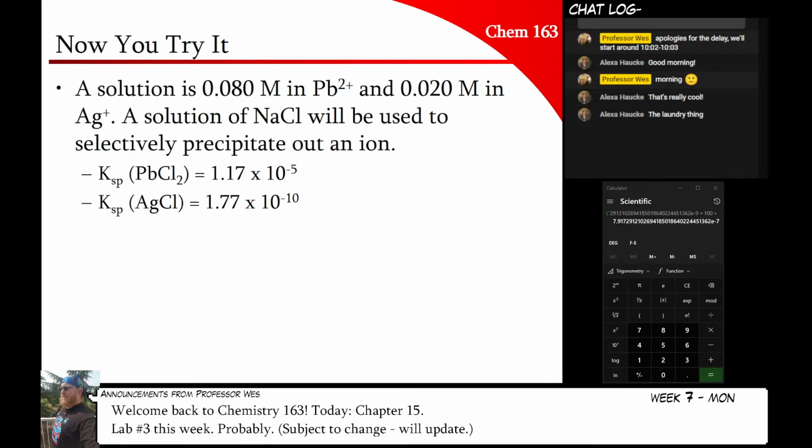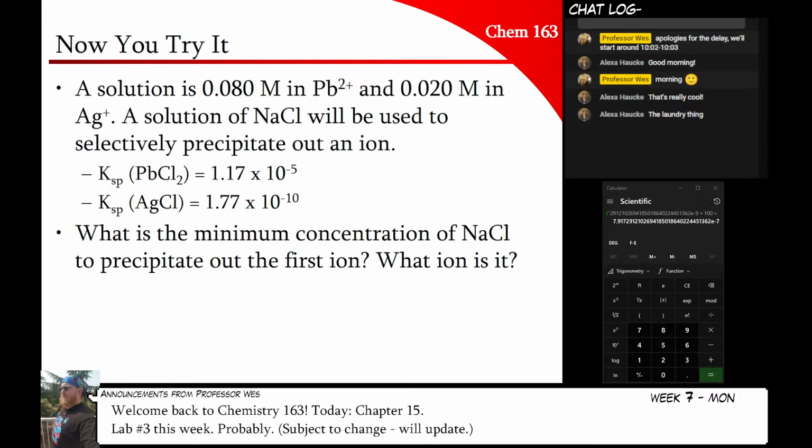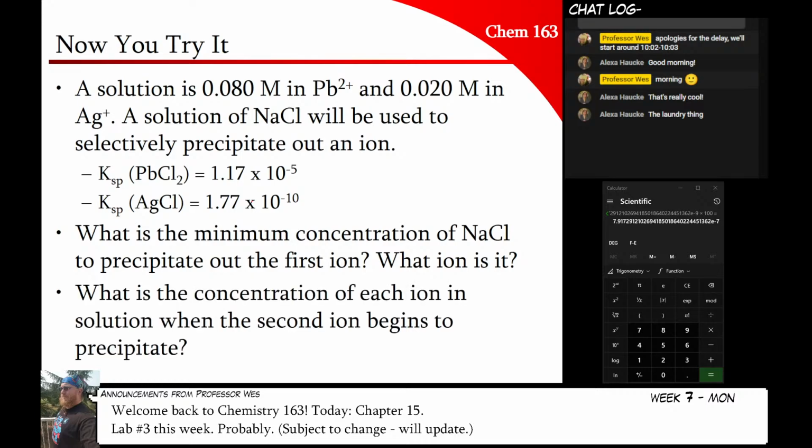So what I want you to do is tell me how much sodium chloride will precipitate out the first thing, and which ion that will be. And then tell me that when the second ion begins to precipitate, what is the concentration of each ion? When I say each ion, what I mean here is the chloride and whatever ion has already started to precipitate, because the concentration of the other ion will just be the listed number here, right?